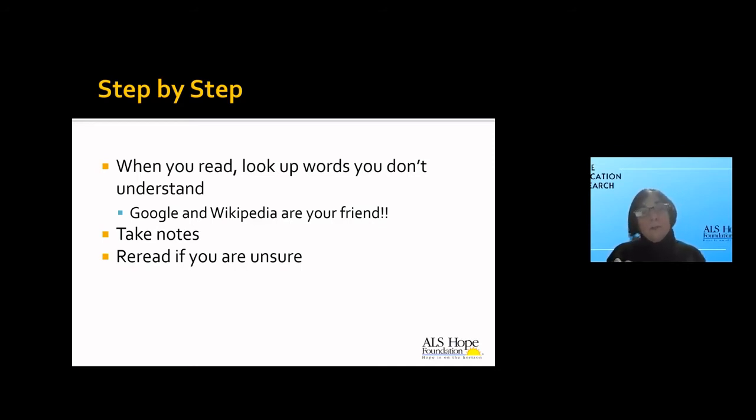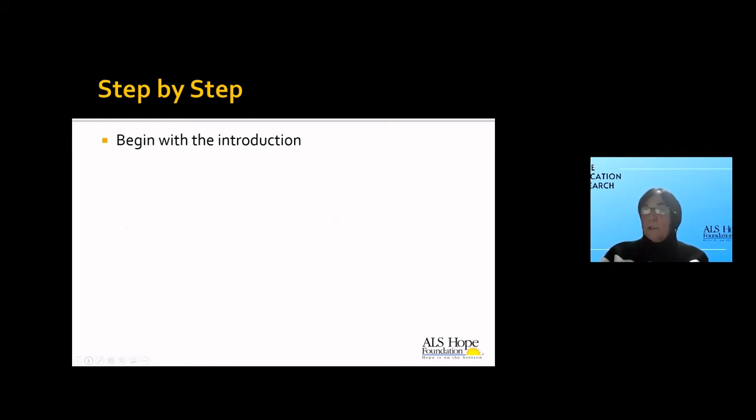And if I don't know something and I want to read just a summary about a topic, I Google it and I go to Wikipedia, and I'll get a whole summary about that area. So this is so different than what we were used to 20 years ago. So Google and Wikipedia are your friend. Take notes when you read, and reread. If you're not sure, just reread the section. Now, here's how we start.